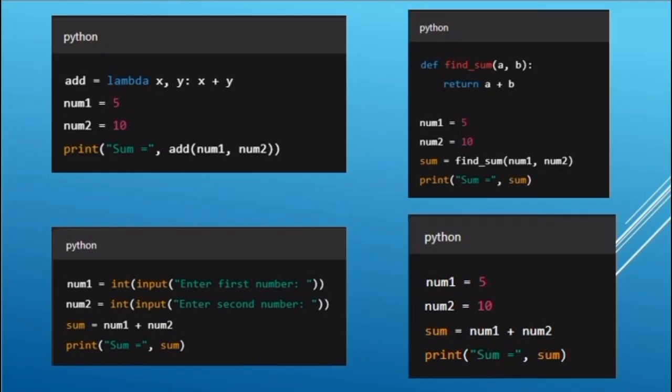This version asks the user to enter two numbers using the input function, then converts them into integers with the int function, adds them and prints the result. It's interactive and useful when the numbers are not known beforehand, right? I think you have understood this. We have taken the input from the user, num1 equals, num2 equals, we have written our input as enter first number and second number. Then we have declared sum equals num1 plus num2, then we have printed the sum.